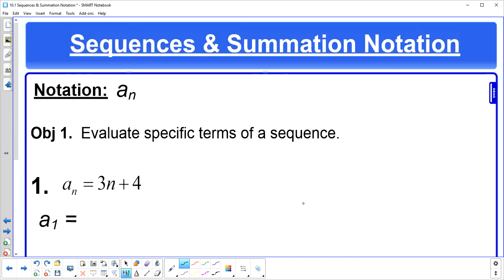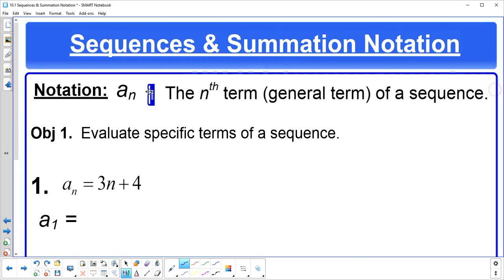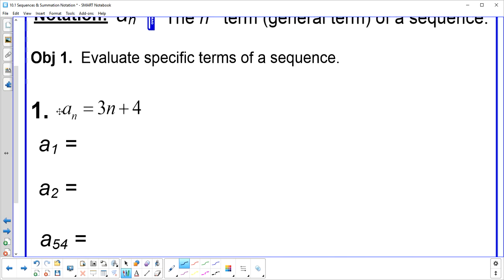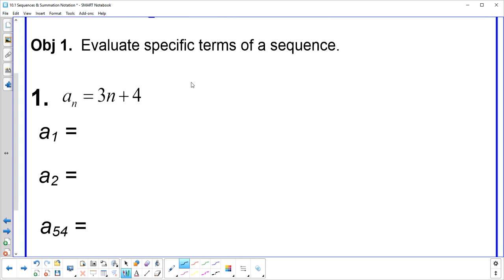Okay, so first part, if we talk about our notation, a sub n just means it is the nth term of the sequence, and so we could find that specific term based off of some formula we may have. An example here, we have a sub n equals 3n plus 4. So that means, if we're looking for a sub 1, we're just taking 1 and plugging it in for n. Our a sub n here kind of has replaced f of x.